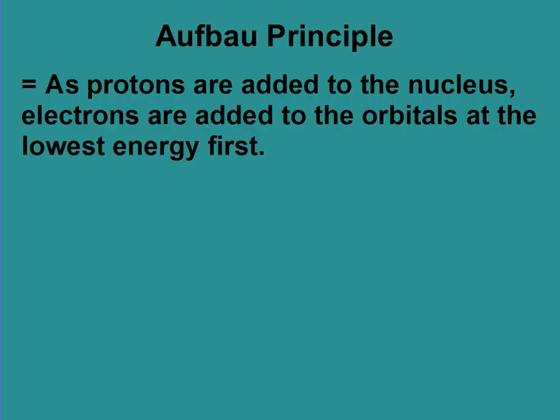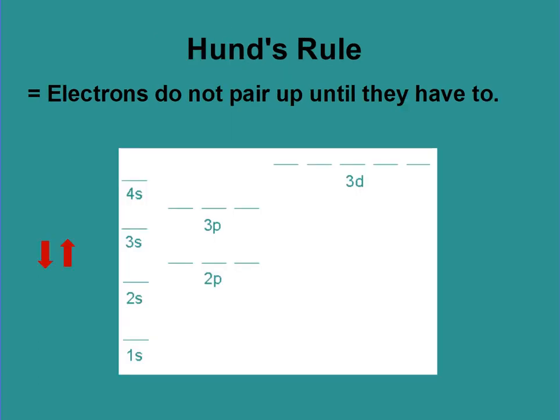Aufbau's principle says that as protons are added to the nucleus, electrons are added to the orbitals at the lowest energy first. So it's got to start at 1s, then go to 2s. It can't just start at 5s. You do not need to know the names, but you should be familiar with what the principles stand for and the rules that follow. Hund's rule says electrons don't pair up until they have to.